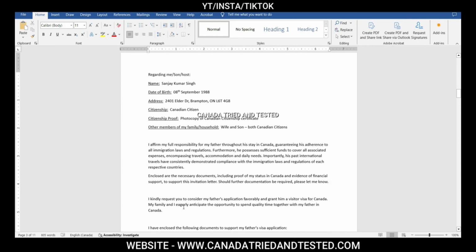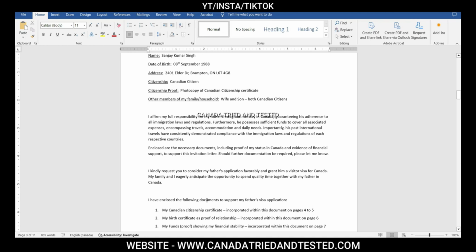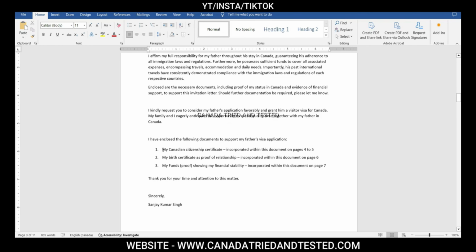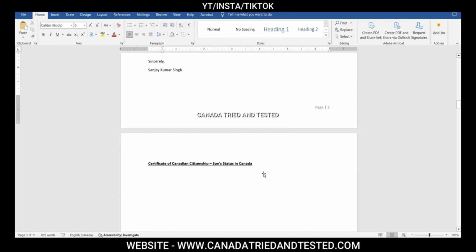"I kindly request you to consider my father's application favorably and grant him a visitor visa for Canada. My family and I eagerly anticipate the opportunity to spend quality time together with my father in Canada. I have enclosed the following documents to support my father's visa application." That is the Canadian Citizenship Certificate, Birth Certificate to establish the father-son relationship, and then proof of funds, that is the Canadian bank statement. So these are the documents. "Thank you for your time and attention to this matter. Sincerely." So this will be made for the father separately, mother separately, and then followed up with documents.